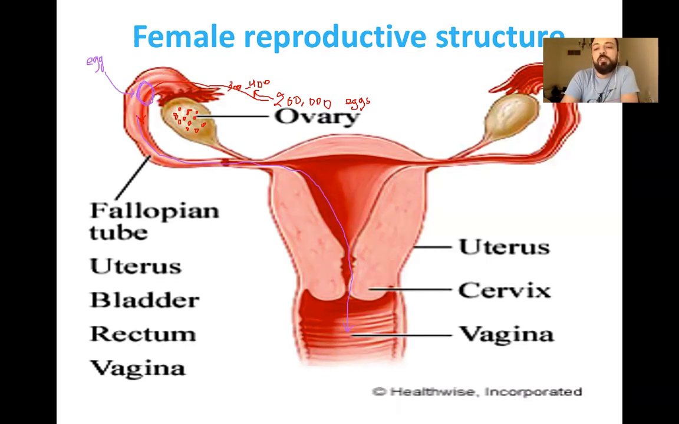Right. Question. So what controls the release of the egg? And how does the ovary know that today is the day when the egg should be produced or released?